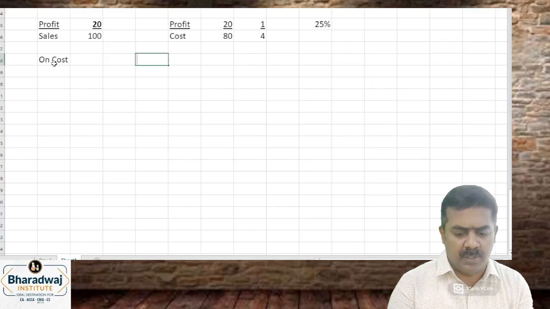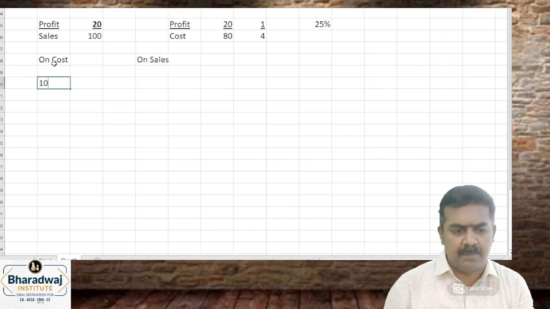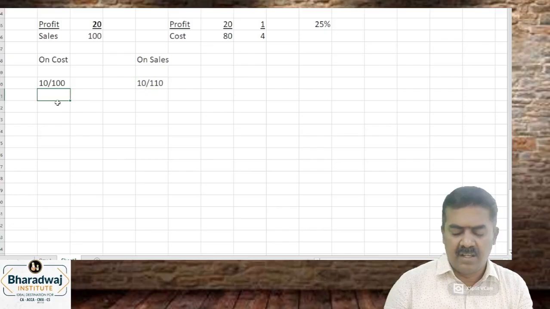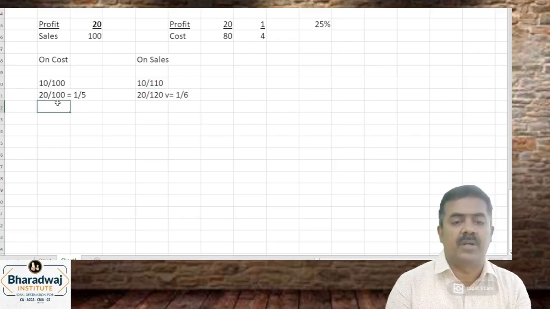See, remember on cost to on sales. When you go forward, you will add. For example, on cost they are given 10%. 10 by 100 on cost will become 10 by 110 on sales. When going forward, cost plus profit gives sales. On cost if they give you 20%, 20 by 100, nothing but 1/5, on sales it will become 20 by 120, nothing but 1 by 6. When you go forward, add it.